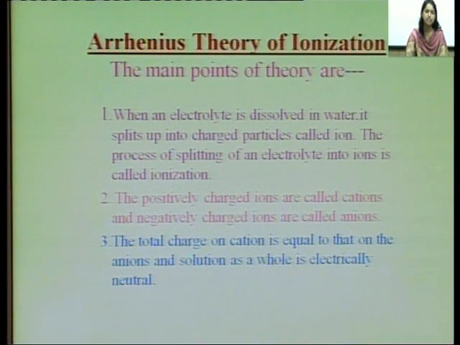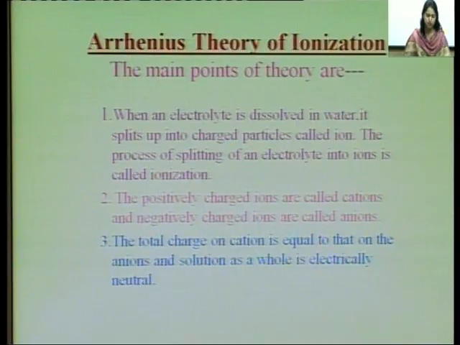The second point he gave is that the positively charged ions are called cations, and the negatively charged ions are called anions. The third point he gave is that the total charge on the cations is equal to that on the anions, and the solution as a whole is electrically neutral.